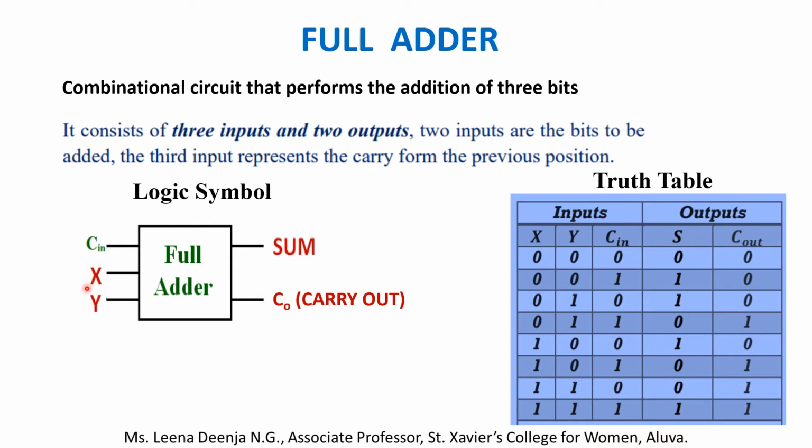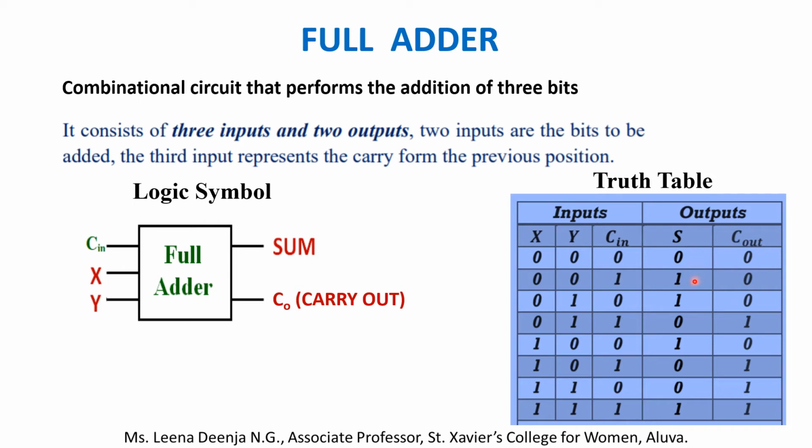Here the inputs are marked as X and Y, third input by C in. And the output is marked by sum S. And the another output is CO or carry out output. Here the truth table is like this. Here we can see that the inputs are X, Y and C in. Outputs by S and C out.